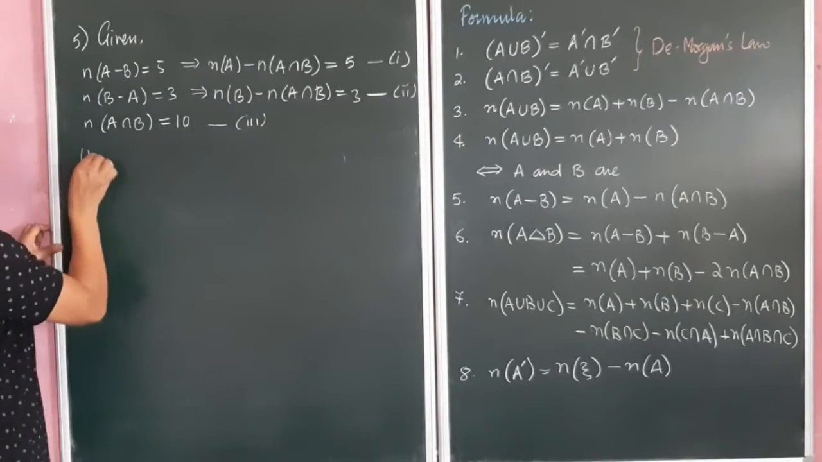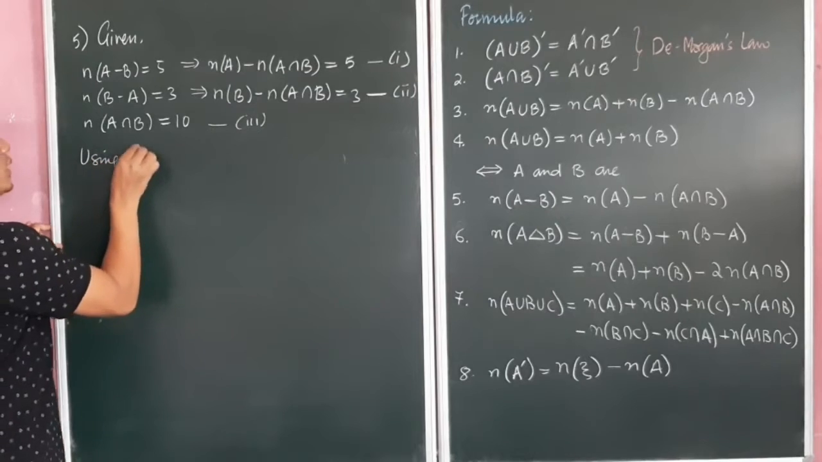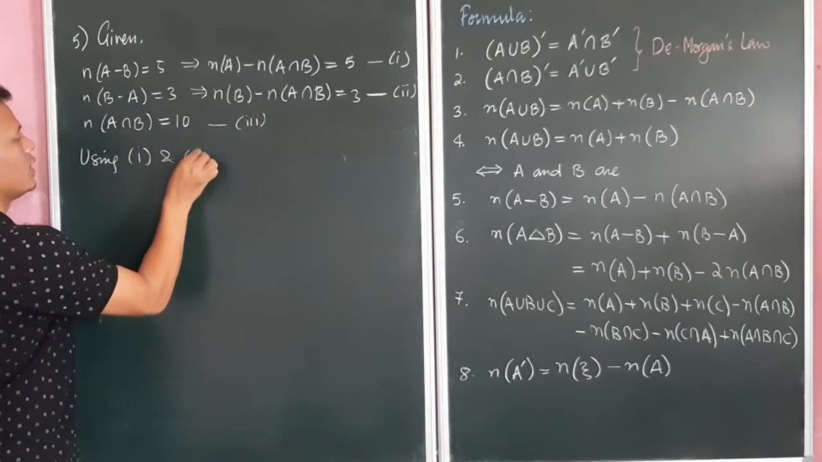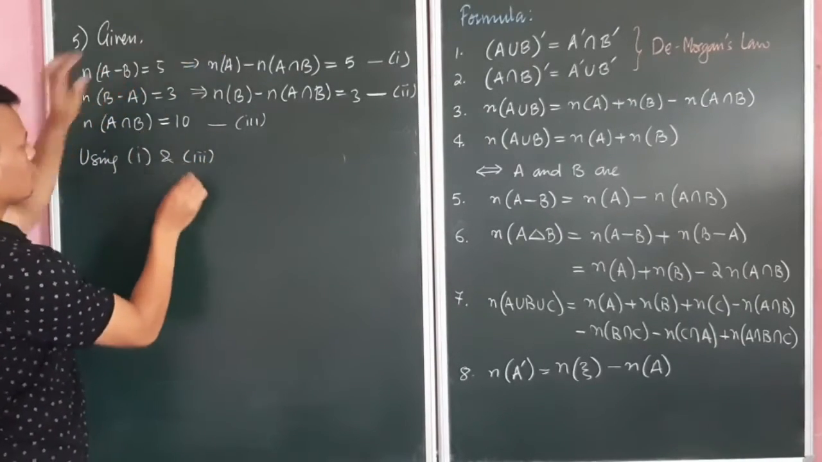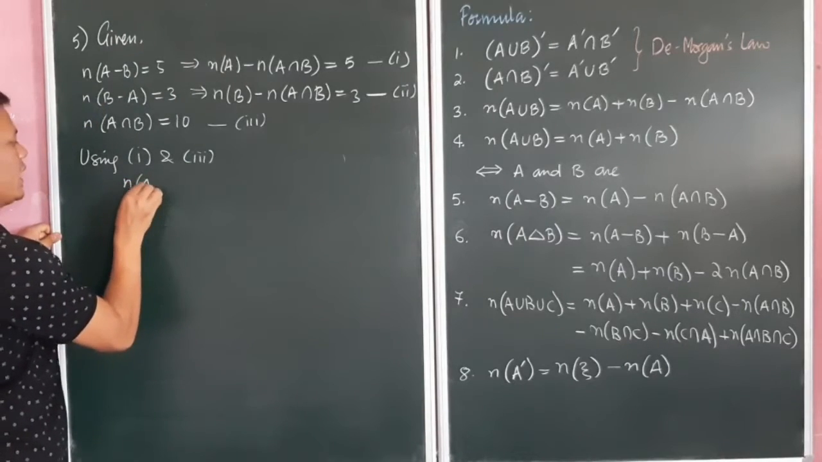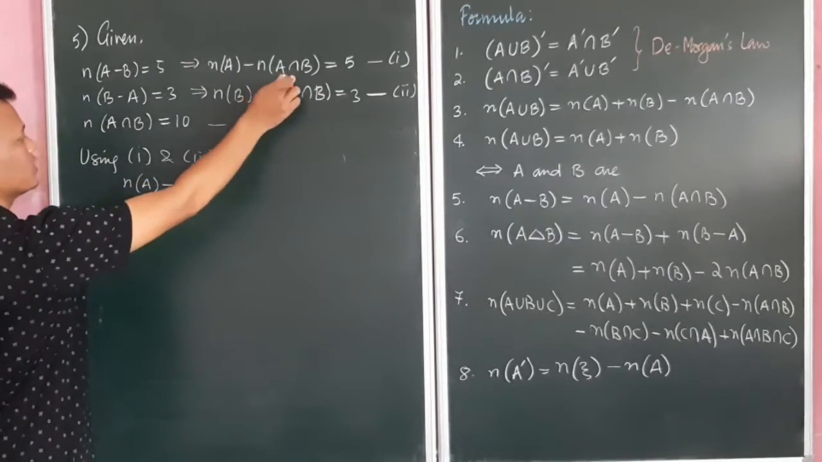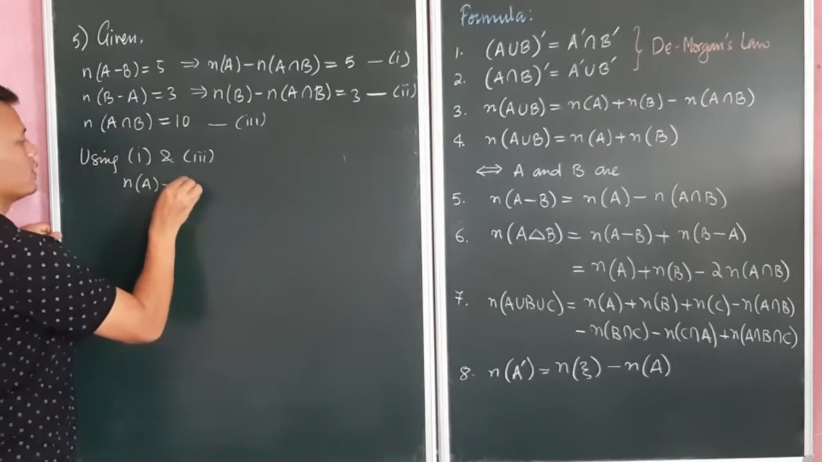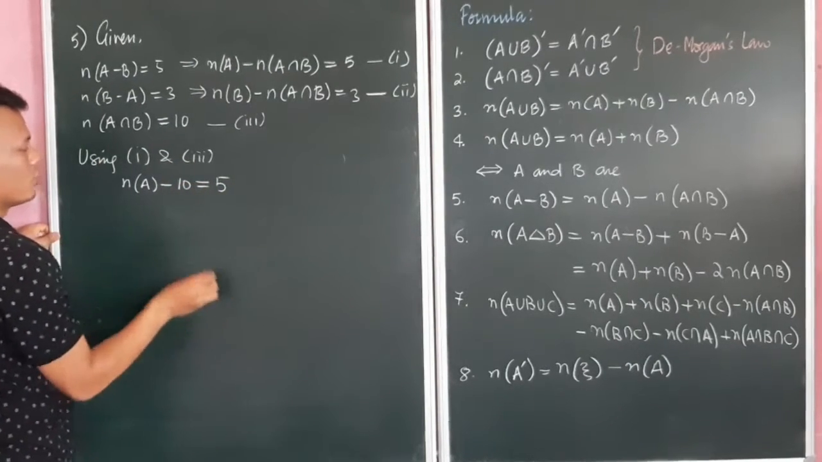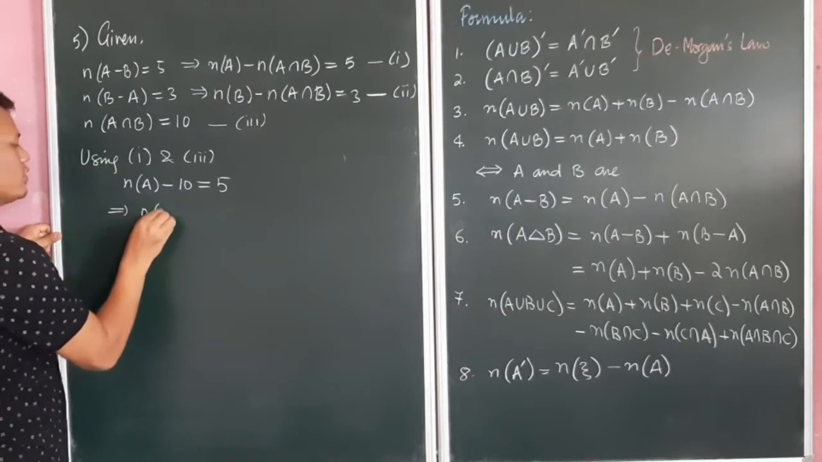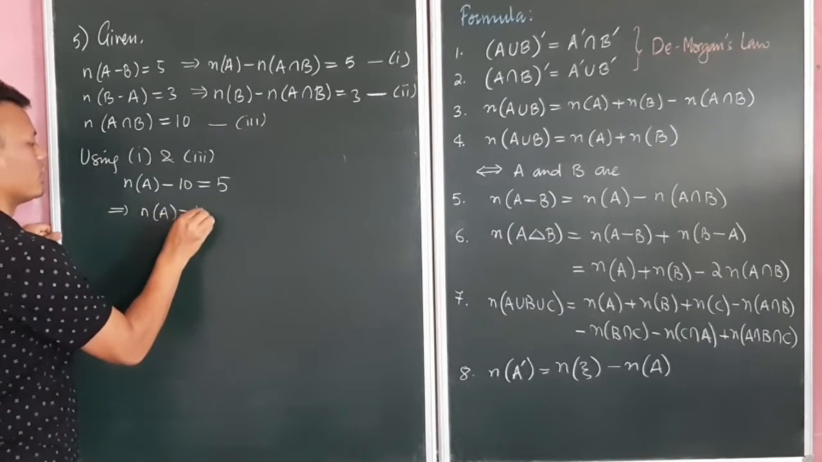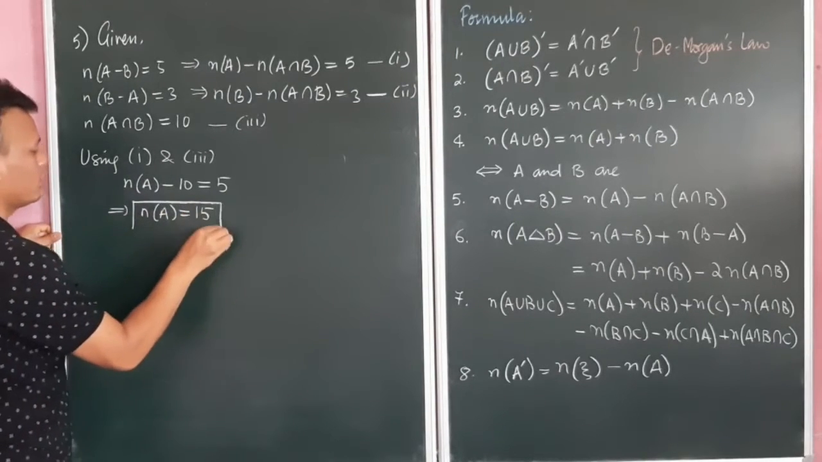So using 1 and 3, let me use this and this. So we get n of A minus this. Instead of this I am using 10, equals 5. So from here what is n of A? n of A turns out to be 15, isn't it? So this is one of my answers.